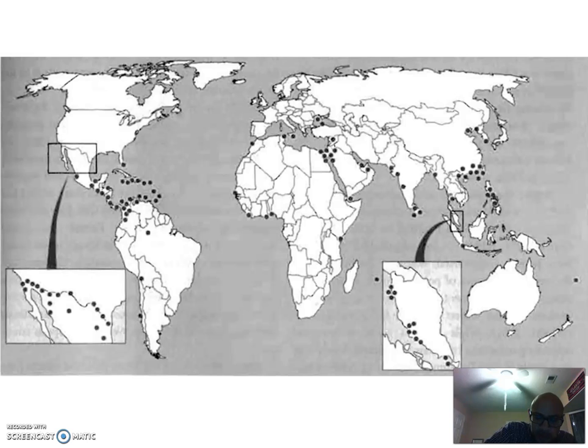Some countries see global assembly lines as a pathway.